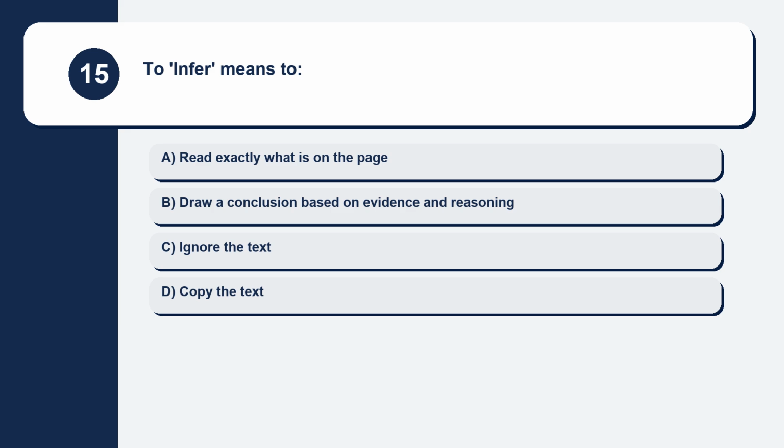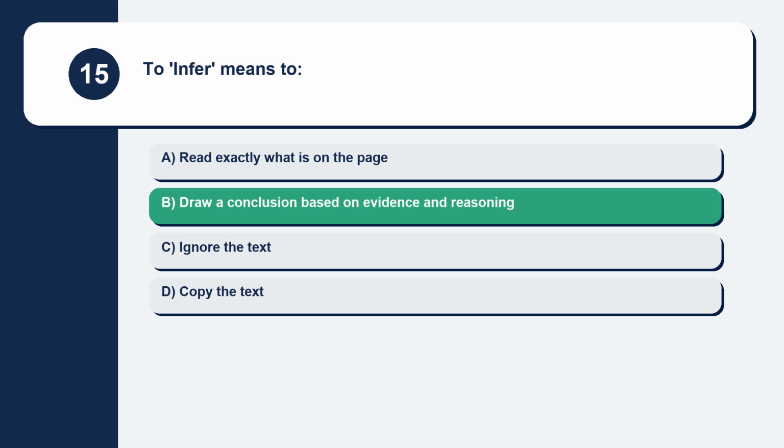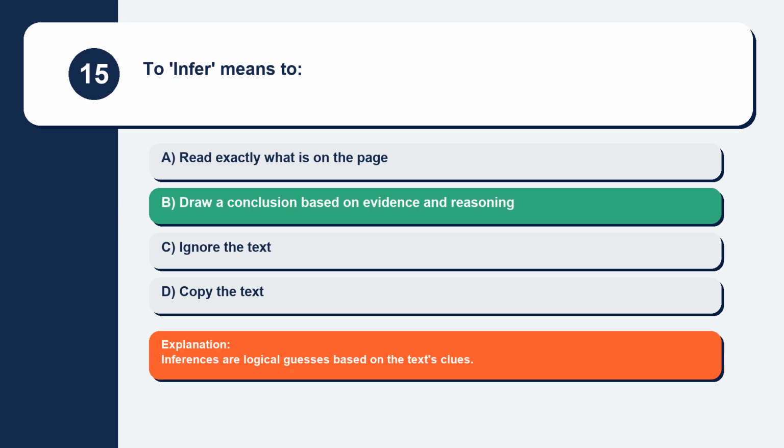Question 15. To infer means to read exactly what is on the page. Draw a conclusion based on evidence and reasoning. Ignore the text. Copy the text. Inferences are logical guesses based on the text's clues.